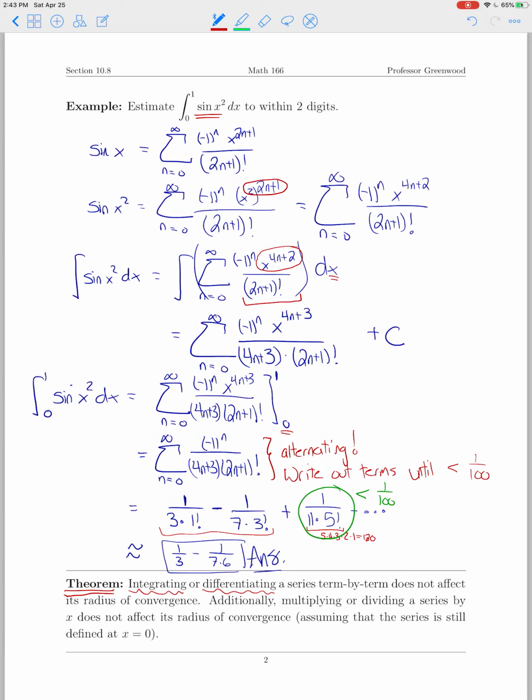And that's the same story if you multiply or divide a series by any power of x, assuming that after you divide it by the power, it isn't undefined. As long as the series is still defined, then it will maintain the same radius of convergence. And so in other words, it's saying that we can integrate or differentiate or multiply or divide by x without worrying very much for these Taylor series. All of those things are valid things to do.